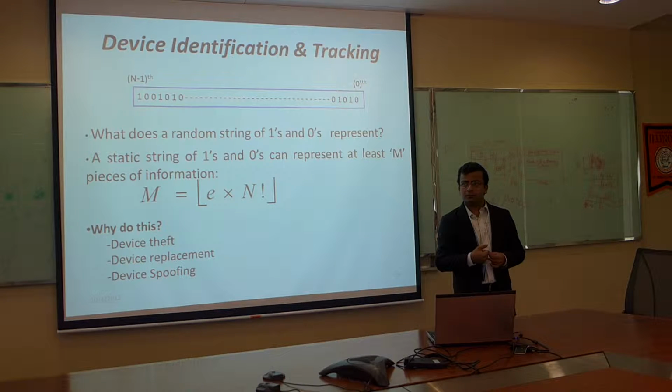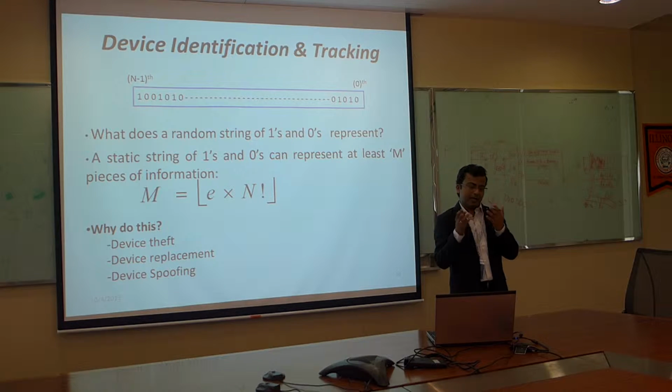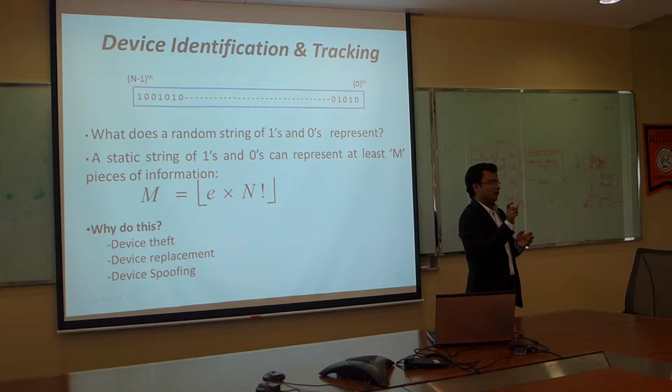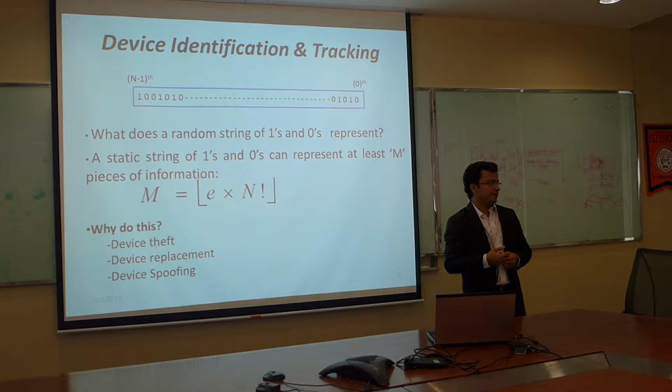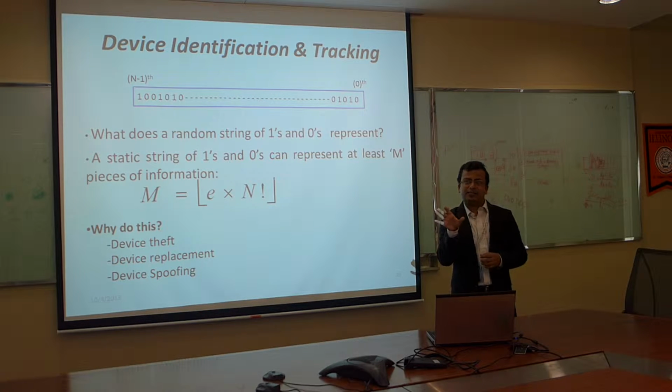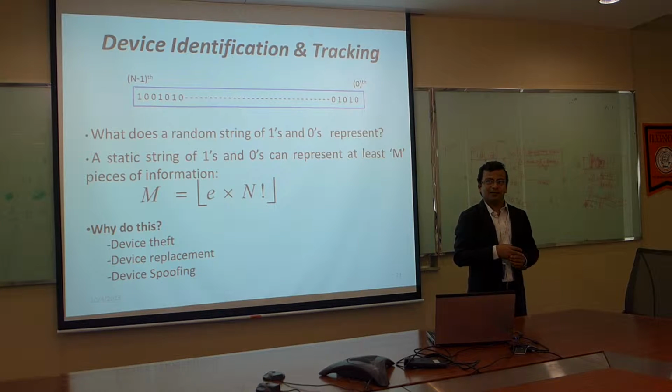It's the sum of n factorial terms. If there are n bits in a string, and you take 1 bit at a time, 2 bits at a time, 3 bits at a time, up to n bits at a time, what is the sum of all of those? So this is just a crude approximation of the different number of messages that you can probably generate, but it depends on other factors.